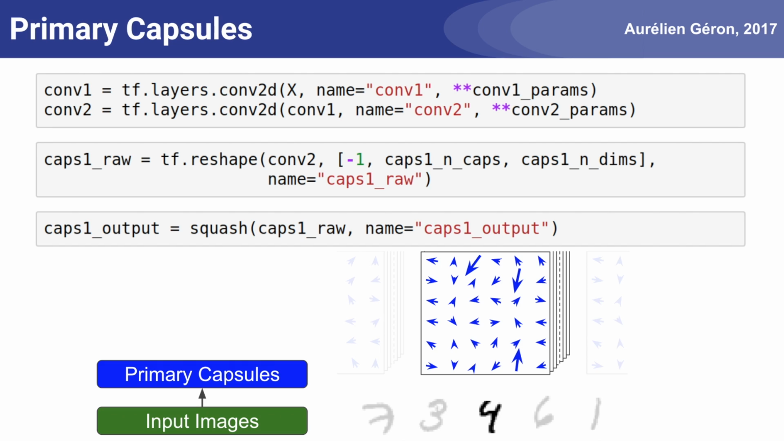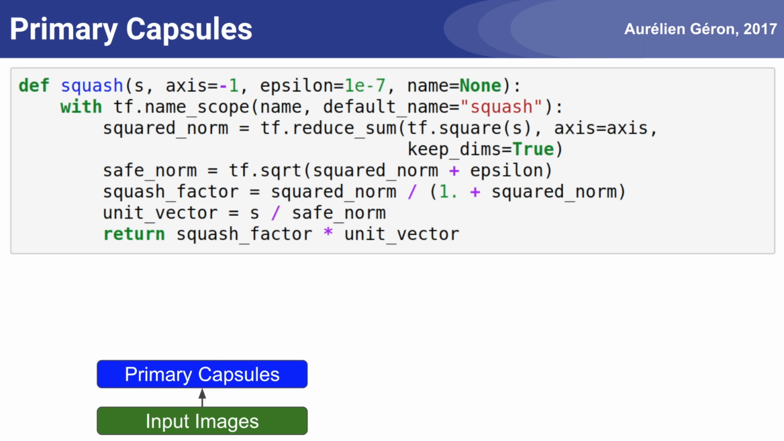In fact, since the primary capsules will be fully connected to the digit capsules, we can simply reshape to one long list of 1,152 output vectors. That's 32 times 6 times 6 for each instance in the batch. And the last step is to squash the vectors to ensure that their length is always between 0 and 1. For this, we use a homemade squash function. Here it is. This function implements the squash equation given in the paper. It squashes every vector in an array along the specified dimension, by default the last one.